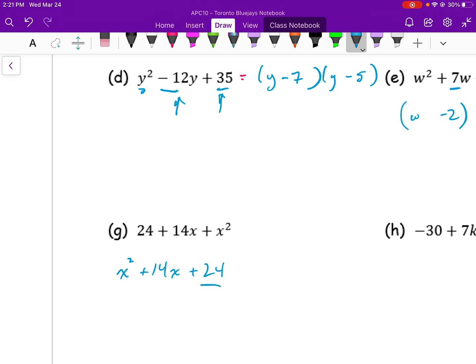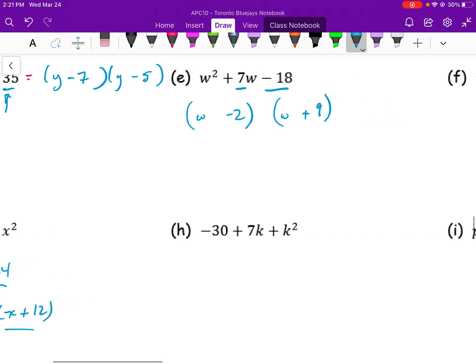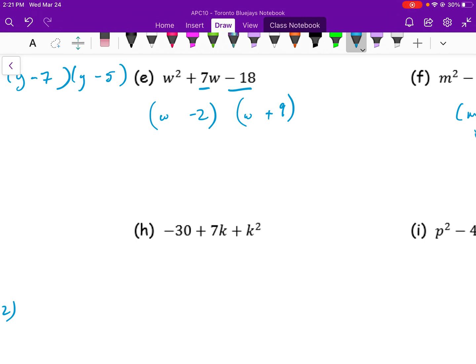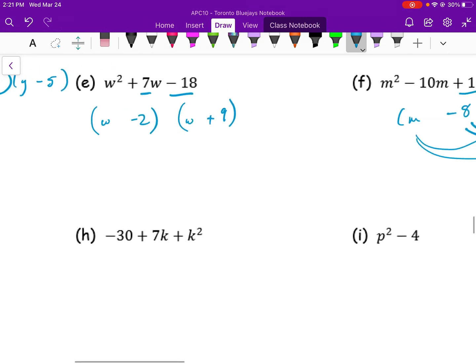So what two numbers multiply to 24, but add to 14? 12 and 2. Now remember, it doesn't matter which order of factors you write it. Anyways, let me factor this.